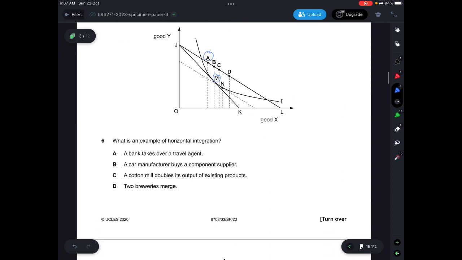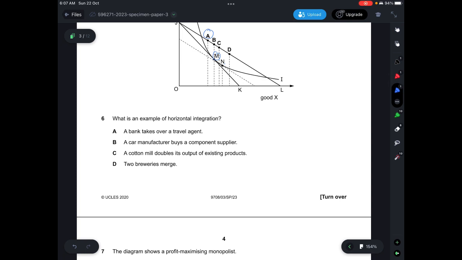Alright. Question 6. What is an example of horizontal integration? Okay, vertical integration, or in this case, let's say it's vertical integration. It's basically when you merge different production processes. Like different companies, they produce different things, but let's say, for example, you are a producer of, let's say, good X. Then you need to sell the product. Then maybe you sell it on eBay or Amazon. Then that would be vertical integration, right?